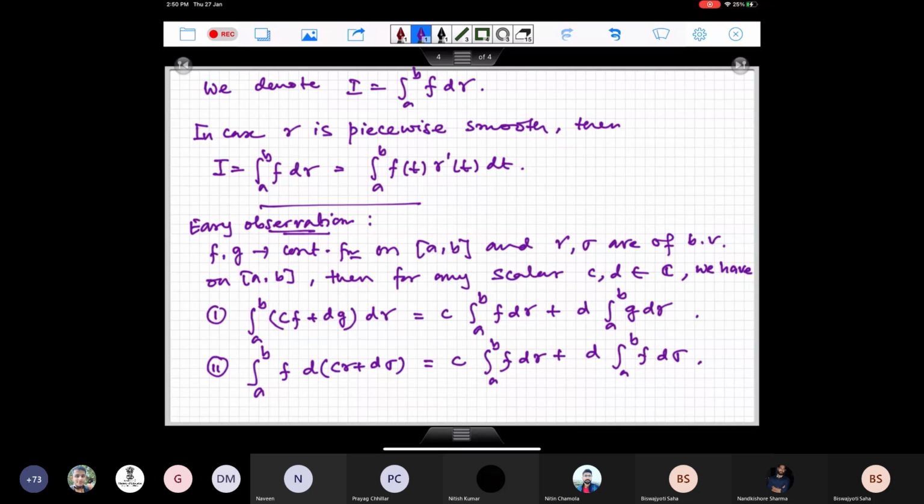Similarly, if you are integrating your function f over some curve which is obtained by taking a linear combination of two other curves, then you can as well integrate your function individually on each of these curves, and then take the linear combination. Okay, so these are some easy observations, of course. These things will follow from the definition. I'm not going to do that, because you can just apply the theorem and you will get it. Okay, so fine, this is what we have.